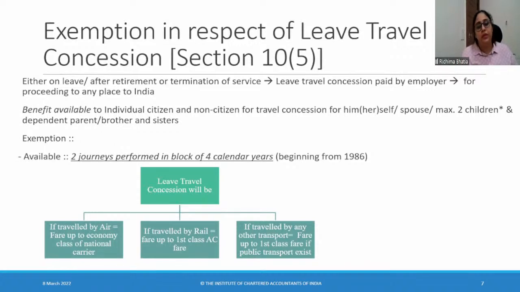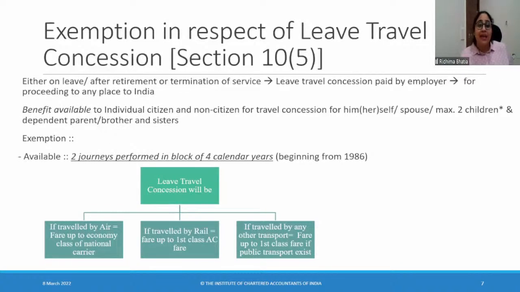Now, what would be the leave travel concession that would be allowed? When you are traveling by air, economy fare would be allowed. When you are traveling by rail, up to first class AC fare would be allowed. So if you're traveling by air and you went through business class, then only the money for the economy class flight would be allowed to you as exemption. If you're traveling by rail, up to first class AC fare would be allowed. Actual expenditure or the ticket value, whichever is lower, obviously.